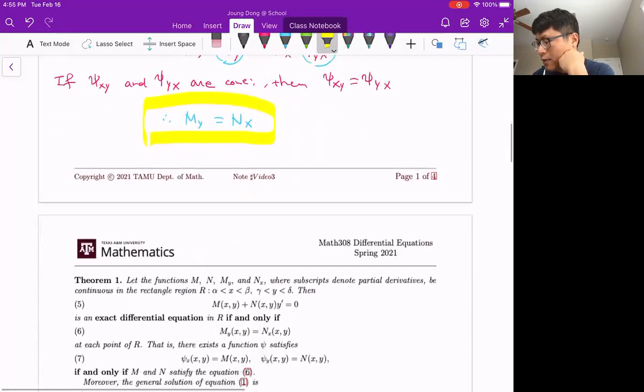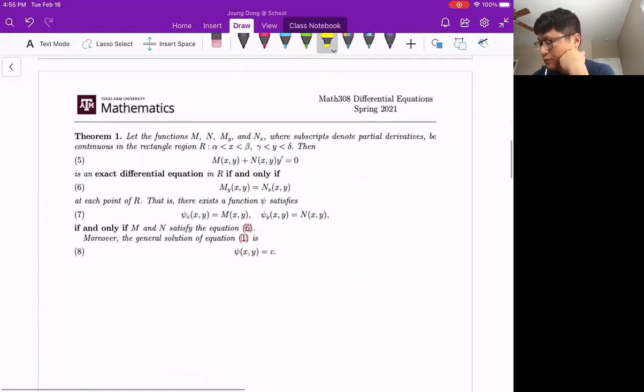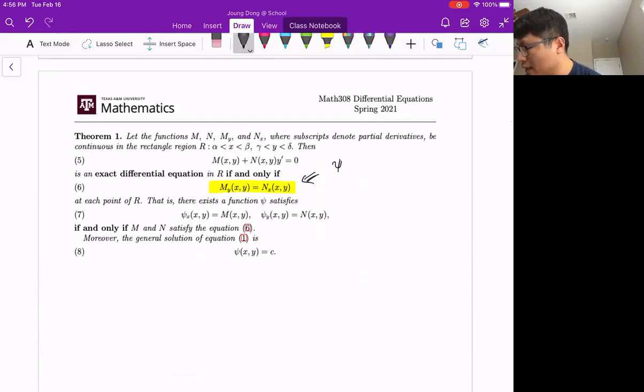There's a theorem about this. As I told you, first we check this: M y is equal to N x. Let me explain one more time. This came from the fact that we have to find the psi function, where psi xy is equal to psi yx. Once this is true, then look at your differential equation. Let me rewrite it: M plus N dy/dx equals 0, keep in mind the right-hand side must be equal to 0, can be written as the derivative of the psi function.